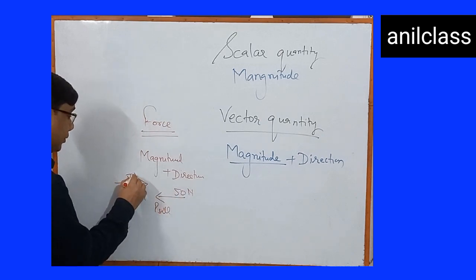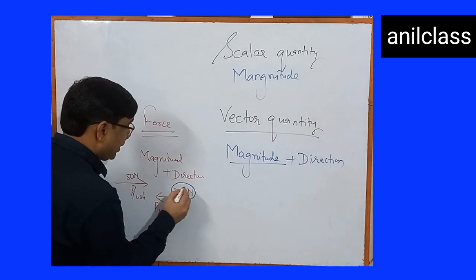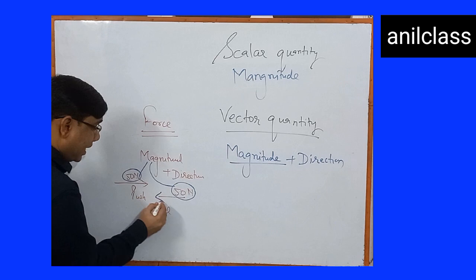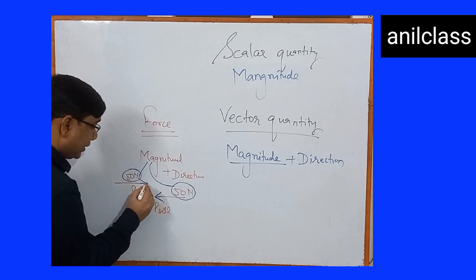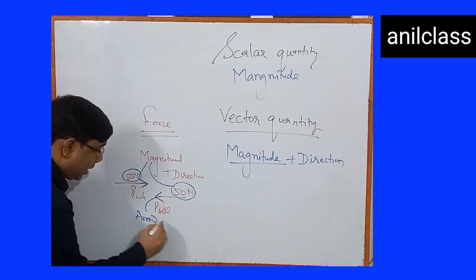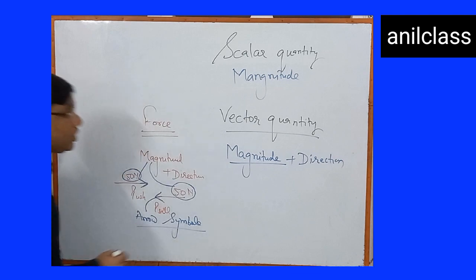And now, Newton. For 50 Newton, this is the magnitude, 50 Newton, and this arrow symbol shows the direction. The arrow symbol shows directions.